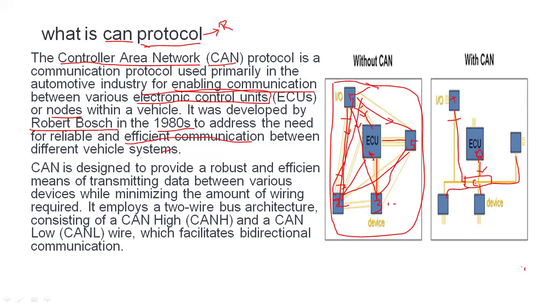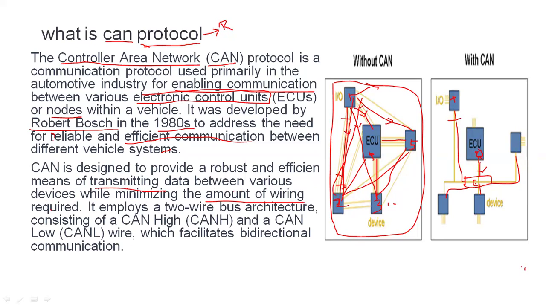CAN is designed to provide a robust and efficient means of transmitting data between various devices while minimizing the amount of wiring. Why are we using it mostly? It will reduce the wiring systems and it will provide efficient communication between the different vehicle systems. Those are the two things that happen with the CAN protocol.